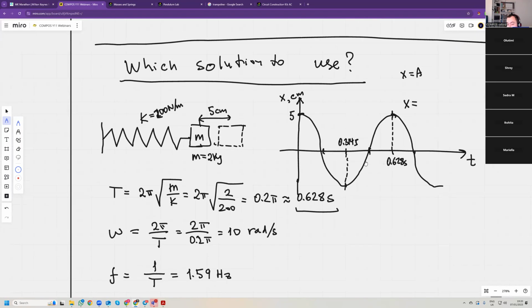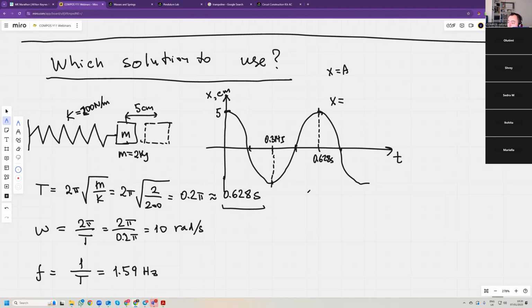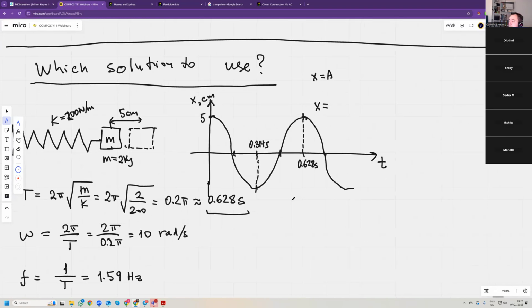Now, is this a cosine graph or a sine graph? Somebody help me with this one. It's a cosine graph. So the equation is going to be x equals a cos omega t. So x is a, which is amplitude 5 centimeters, 5 multiplied by cos, and omega is 10 t.